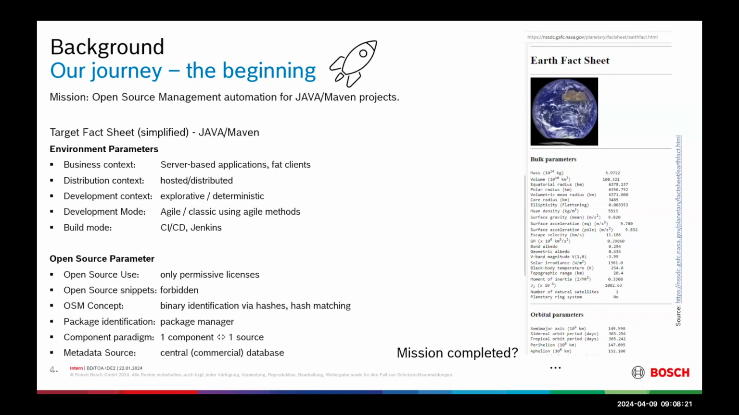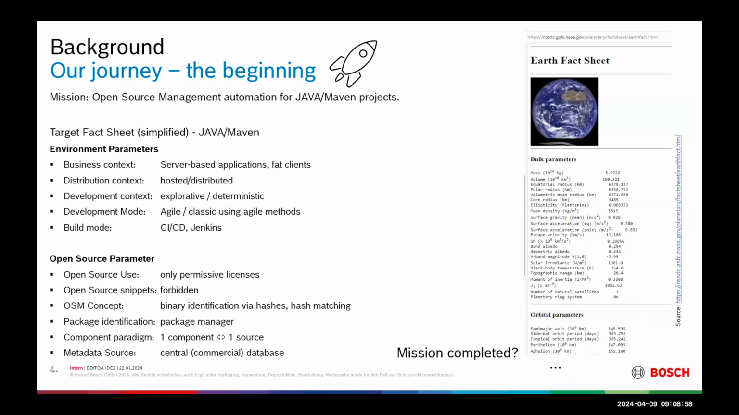So we had often releases, and so we couldn't afford to just always wait for manual open source management reviews, etc. So this was from the beginning the idea. So build mode CI/CD. At that time, still with Jenkins, we had also the development mode, a mix between classic and using agile methods and already teams using agile. Also a lot of explorative projects, but also some deterministic. So a good mix already, but all on the common ground of Java Maven.